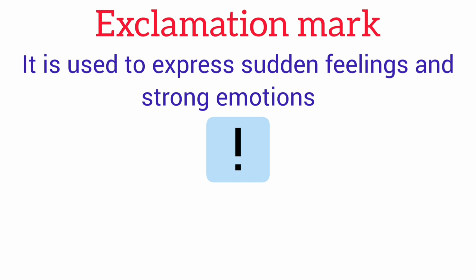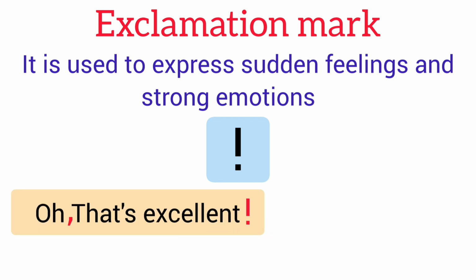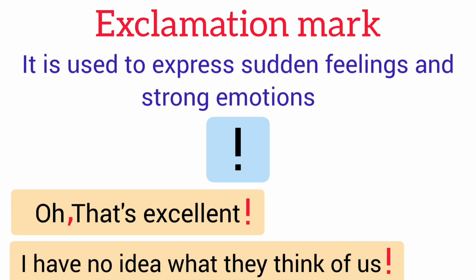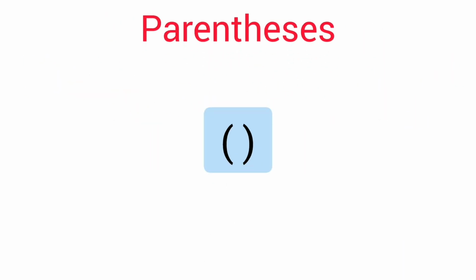Next one is exclamation mark. Exclamation mark is used to express sudden feelings and strong emotions. For example, oh, that's excellent! Sudden feeling or strong emotion. I have no idea what they think of us! Strong emotions, exclamation mark.